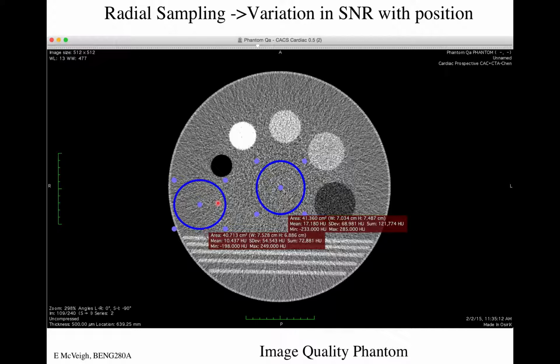So this occurs for all CT images, and so if you're interested in imaging something with high resolution, you should probably put it in the middle of the scanner, right? Regardless of how you're going to image this darn thing, put it in the middle of the scanner because it'll get sampled the best, right?